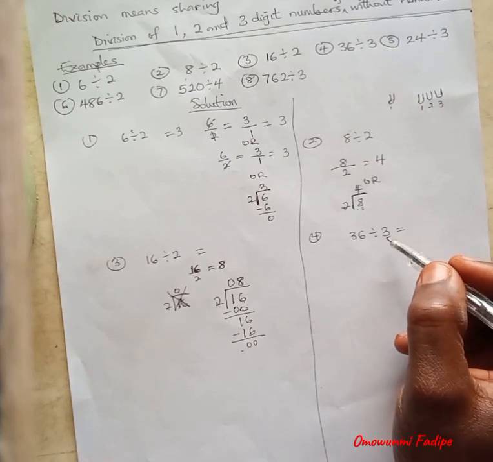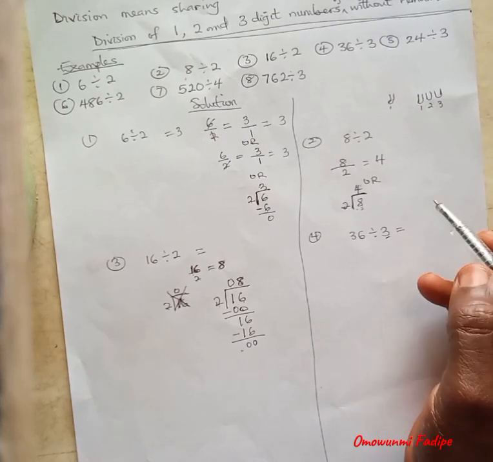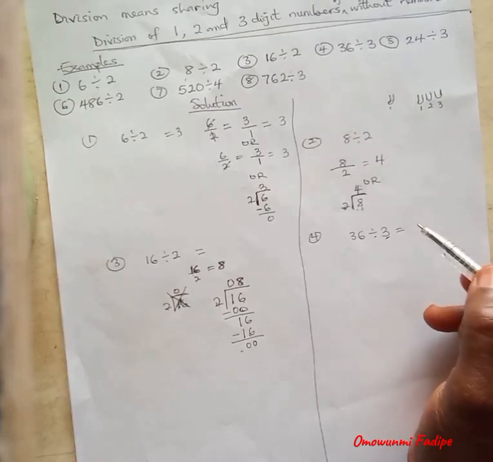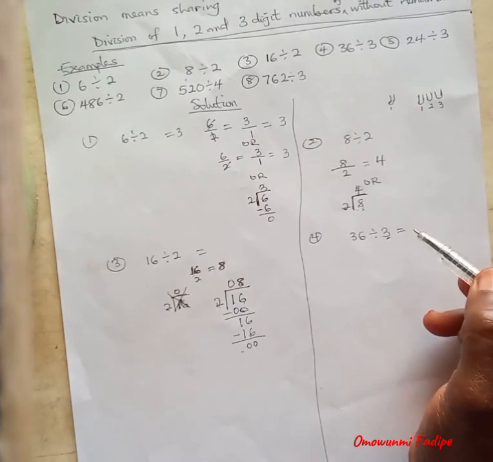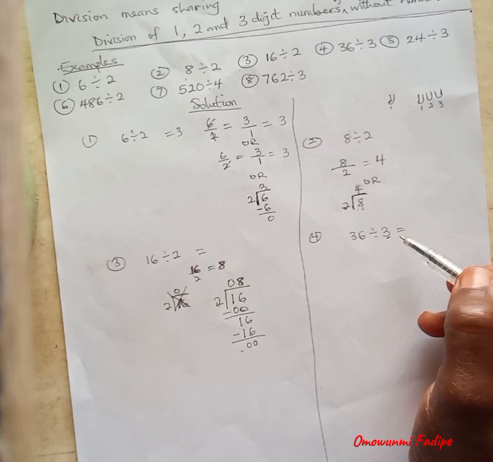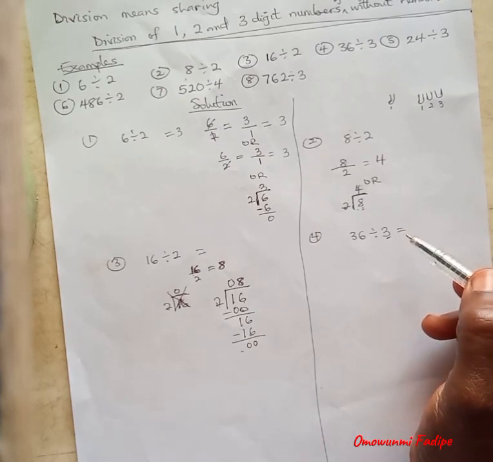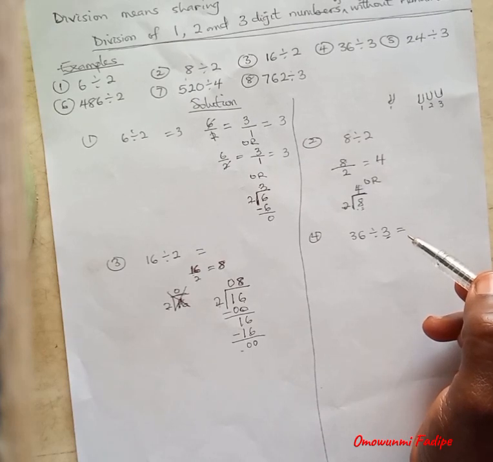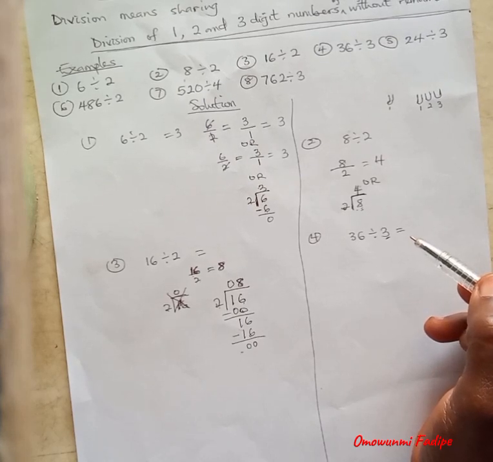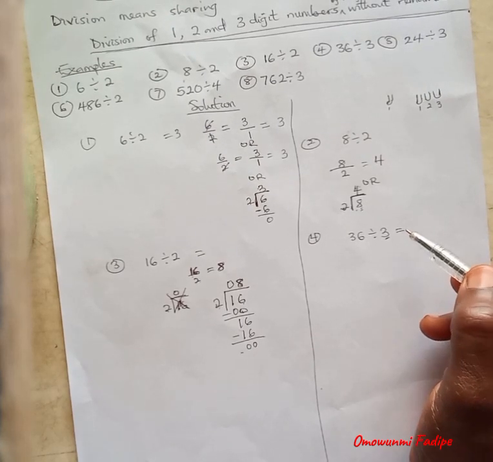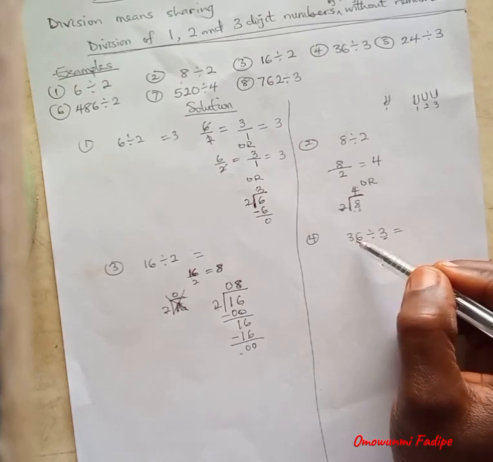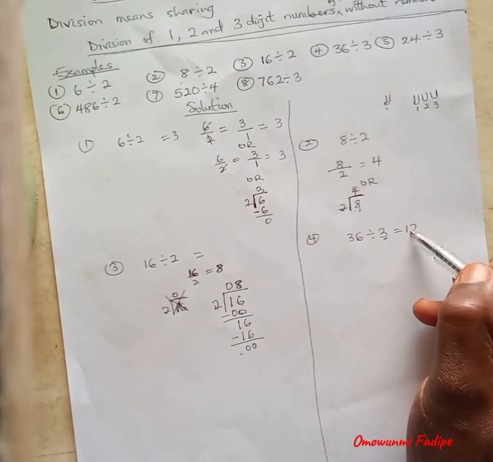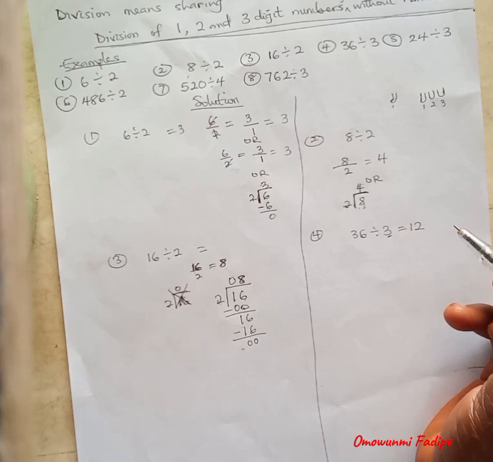3 times 1, 3 times 2, 6, 3 times 3, 3 times 4, 12, 3 times 5, 15, 3 times 6, 18, 3 times 7, 21, 3 times 8, 24, 3 times 9, 27, 3 times 10, 30, 3 times 11, 33, 3 times 12, 36. 3 times 12 will give me my number, 36. That means 12 is my answer.